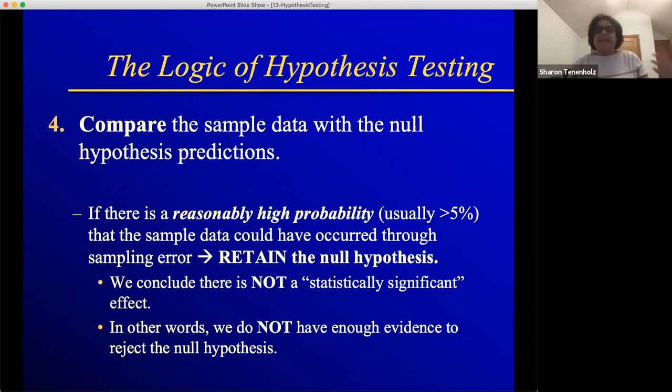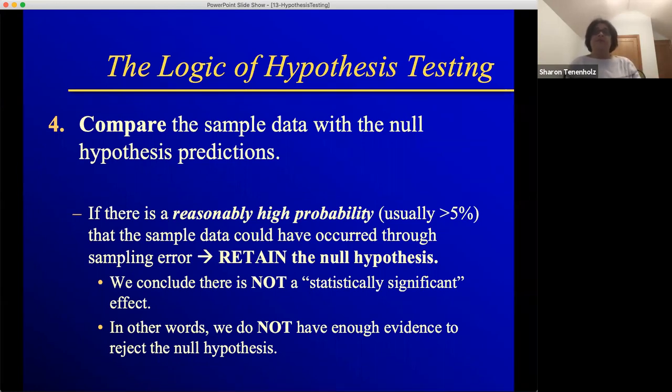If there's a reasonably high probability, usually at least 5%, that the sample data could have occurred by chance through sampling error, those data could have happened even if there's nothing going on, I retain my null hypothesis. That doesn't mean I've proven it true, but I retain it as a possibility. There's nothing going on here. People really do maybe wash their hands as often as they say they do. I retain my null hypothesis.